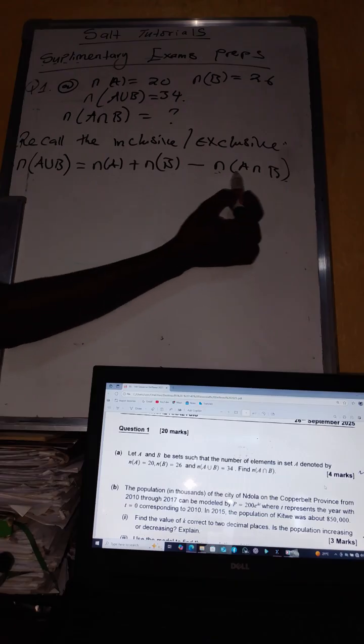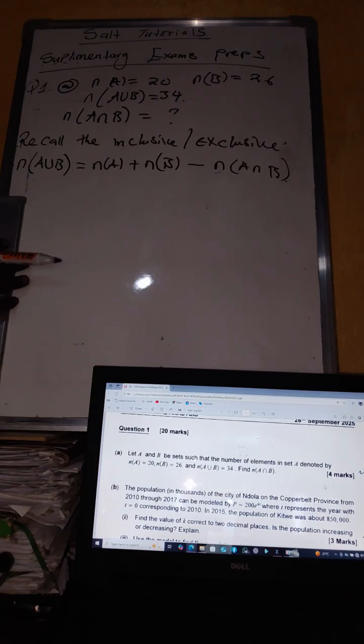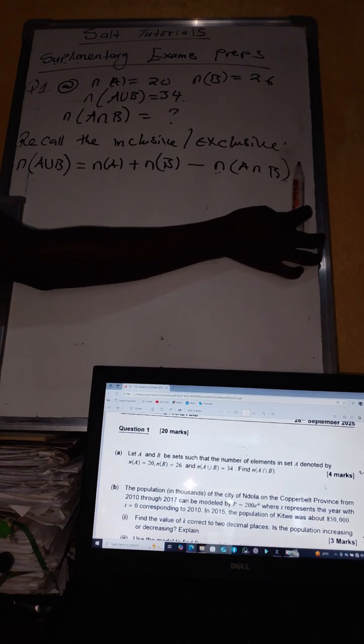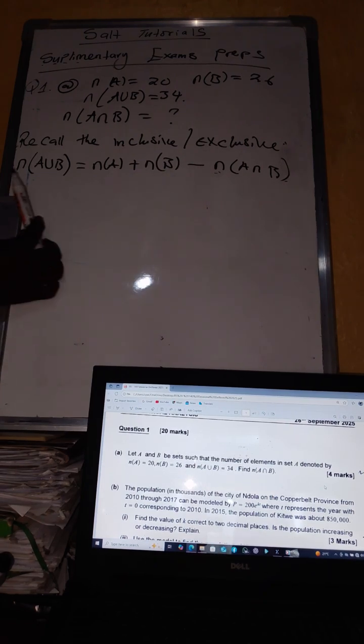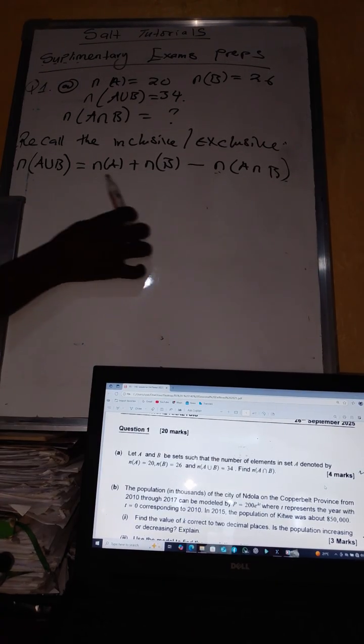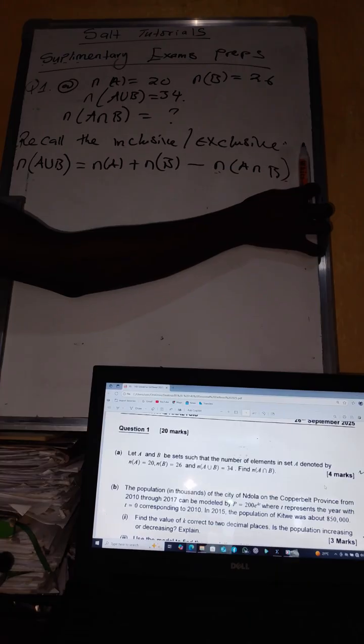The intersection will be 0. Then the inclusion-exclusion principle will just end from here because the intersection is 0. There is nothing intersecting A and B. But if there is something intersecting A and B, then the whole equation becomes complete until this point.